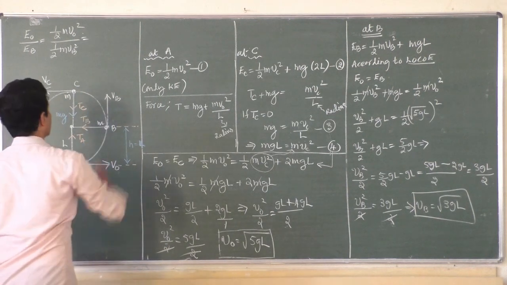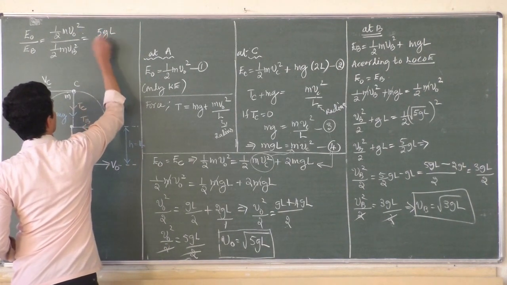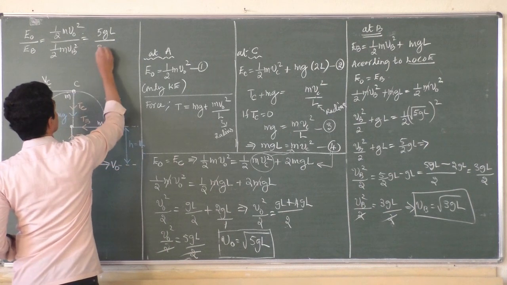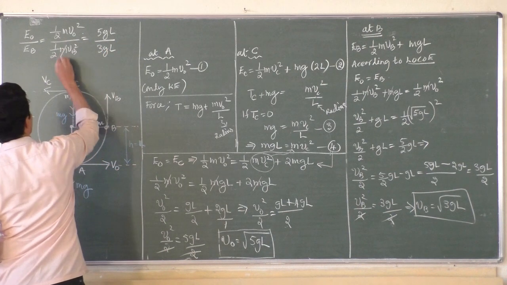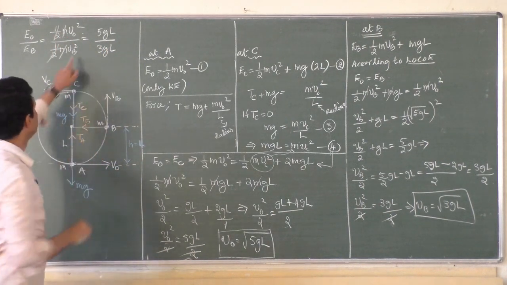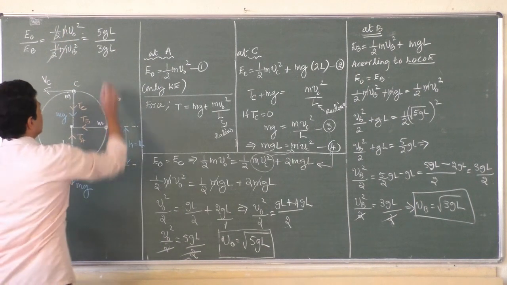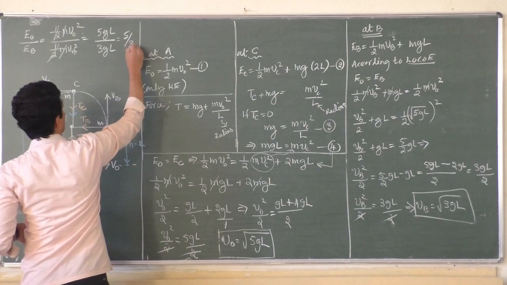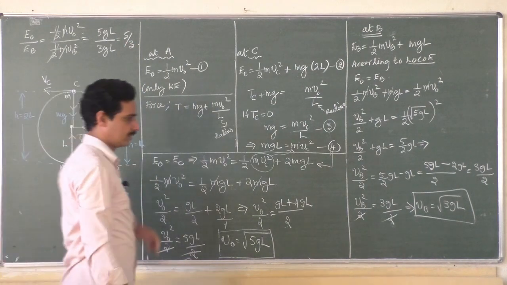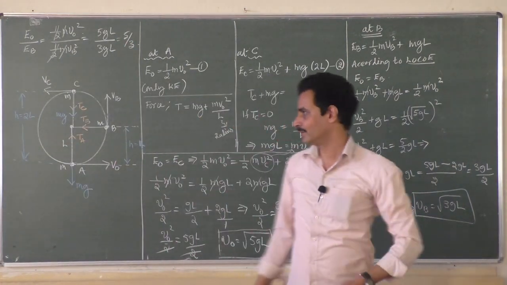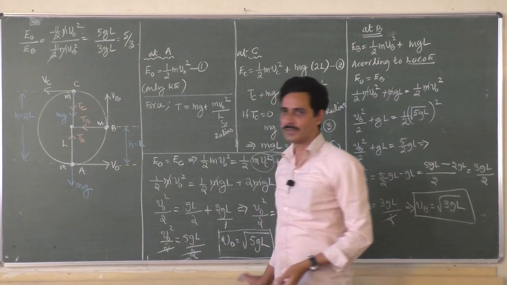What is V naught square? It is 5gL divided by 3gL, because half m gets cancelled. Only Vb square and V naught square will remain. V naught squared is 5gL, Vb squared is 3gL. Is it 5 by 3, right? So the ratio of kinetic energies of the body at O and B will be 5 by 3. So that is another outcome of this equation.